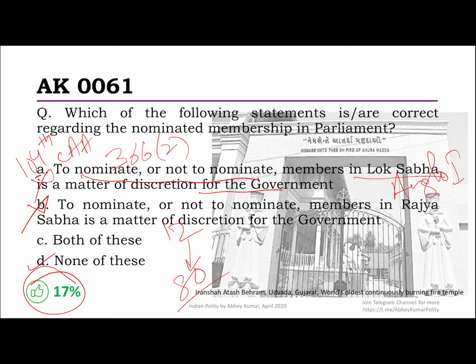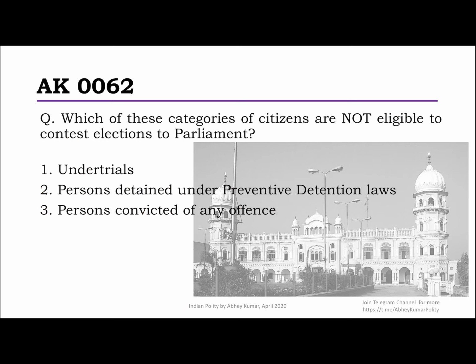Moving on, the next question that we have, question number 62: which of these categories of citizens are not eligible to contest elections to the Parliament? Now, if you see, the first one says under trials. Under trials are those people who are undergoing their trial. The prosecution is under process.